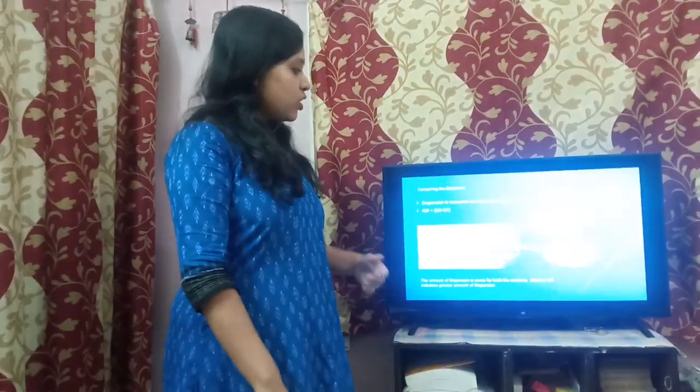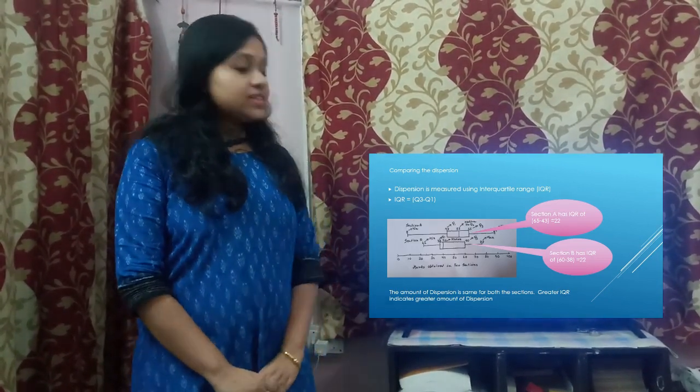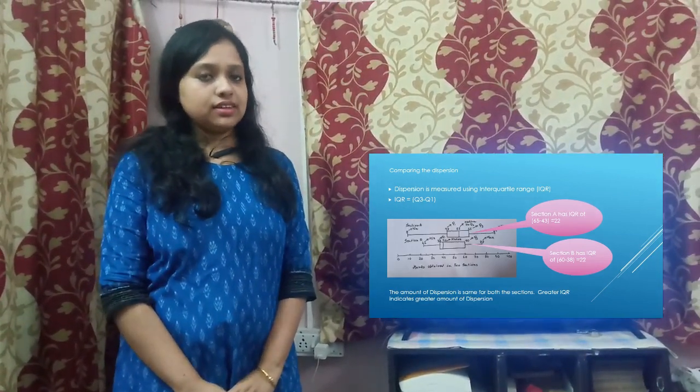Moving to the next slide. Now we are going to discuss how much the data is dispersed for each of the 2 data sets. So we'll see how they are dispersed by measuring the interquartile range. What is interquartile range? Interquartile range is the difference between third quartile and the first quartile. So we measure the interquartile range for each of these 2 data sets.